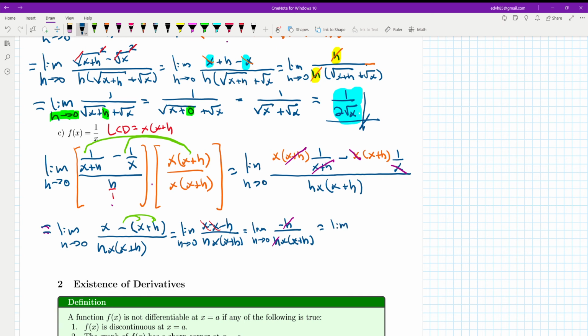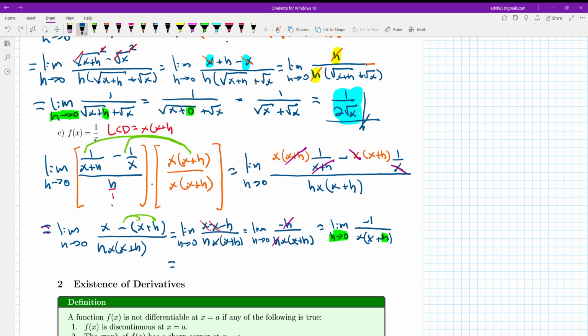The limit, with -1 in the numerator and x times (x plus h) in the denominator, as h approaches 0. And in this case, we're safe, we're good to go and compute the limit for h equals 0. Plug it in here, and this will be no more limit, by the way.